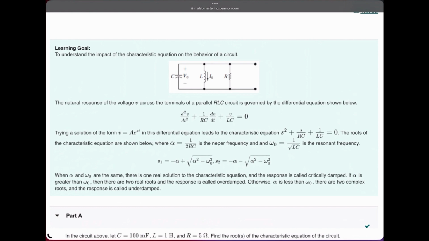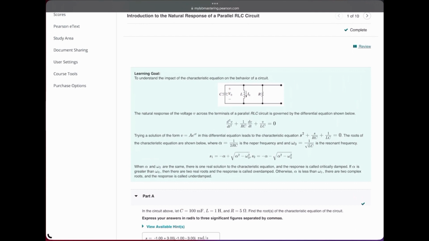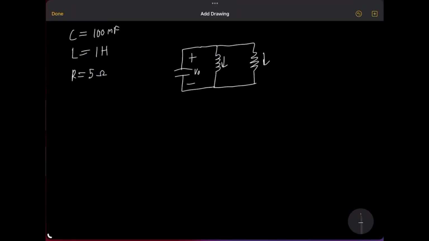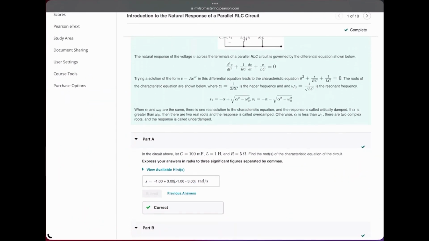So, we're given some initial values. We're given the capacitor, the inductance, and the resistor value. So let's put that on another page really quick. Okay, so now that we're given our values for our inductor, capacitor, and our resistor, let us figure out how we're going to set this up.